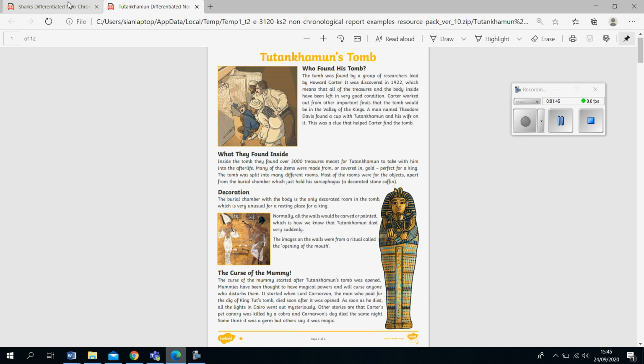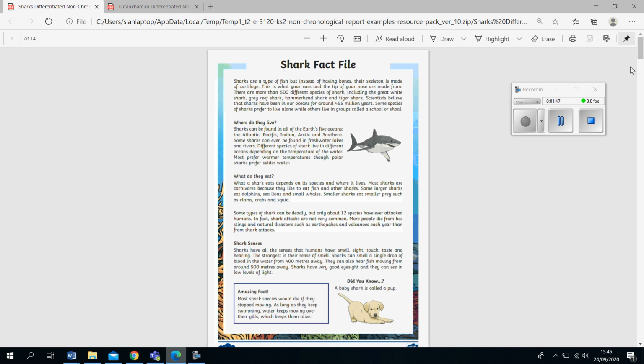Okay. I've got another one here that is a shark fact file. This is also a non-chronological report. It's not in time order. We can see here that we've got, again, a title. This time we've got an introduction as well that tells us a little bit of information about sharks before we start to look at the headings.